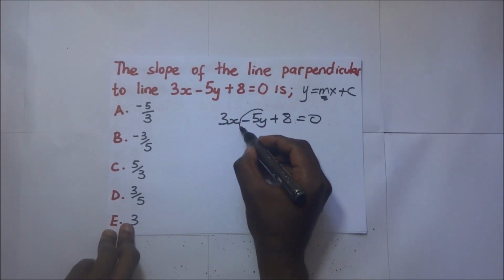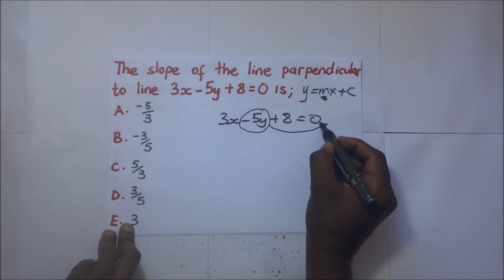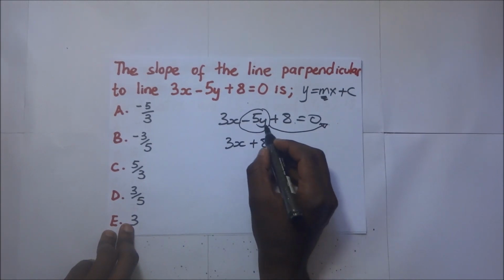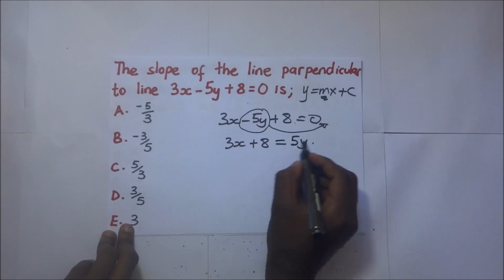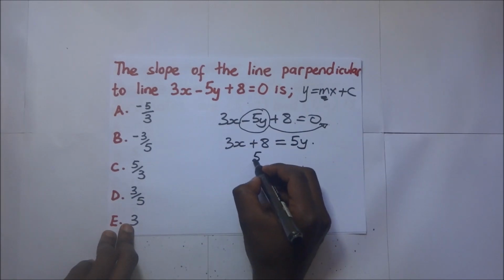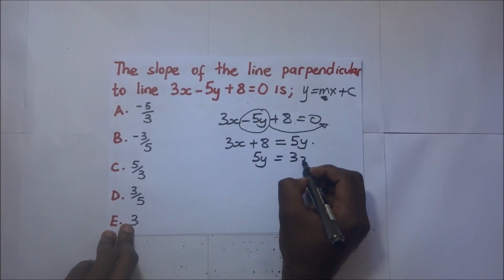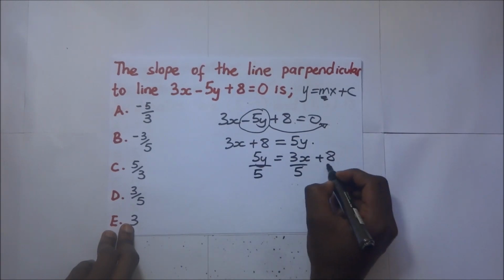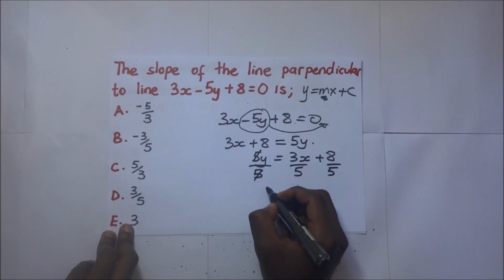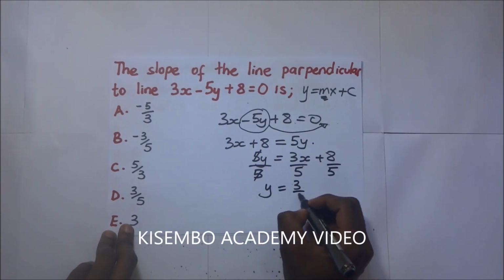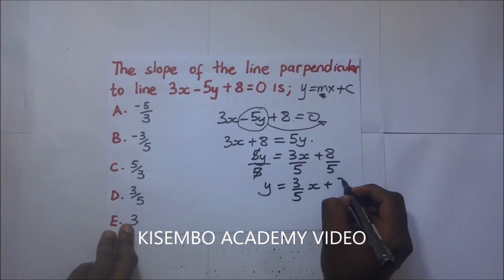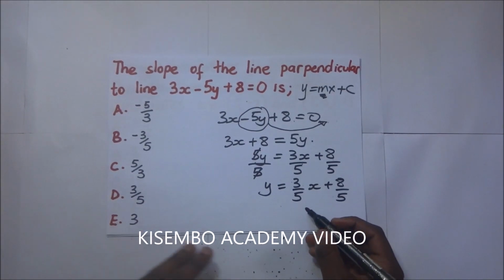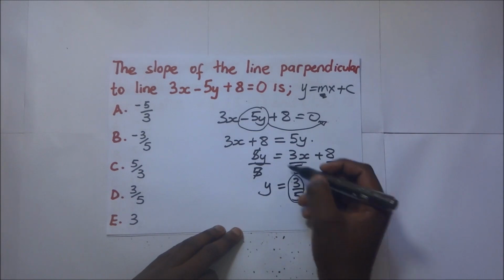Let's bring this -5y this side. This becomes 3x plus 8 is going to give us 5y, or if we rearrange it, 5y is going to be equal to 3x plus 8. Divide both sides by 5, all through by 5. You remain with y giving you 3 over 5 x plus 8 over 5. So now, this is the gradient of this line.